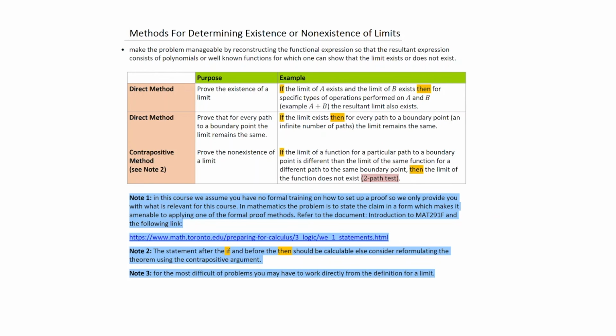That's a much easier problem to solve because all you need to do is show that for any two paths, you get a different limit. You do not have to consider infinitely many, just pick any two. That's a simpler problem to solve. Okay, so that's basically the approach we would take if we think that the limit does not exist.